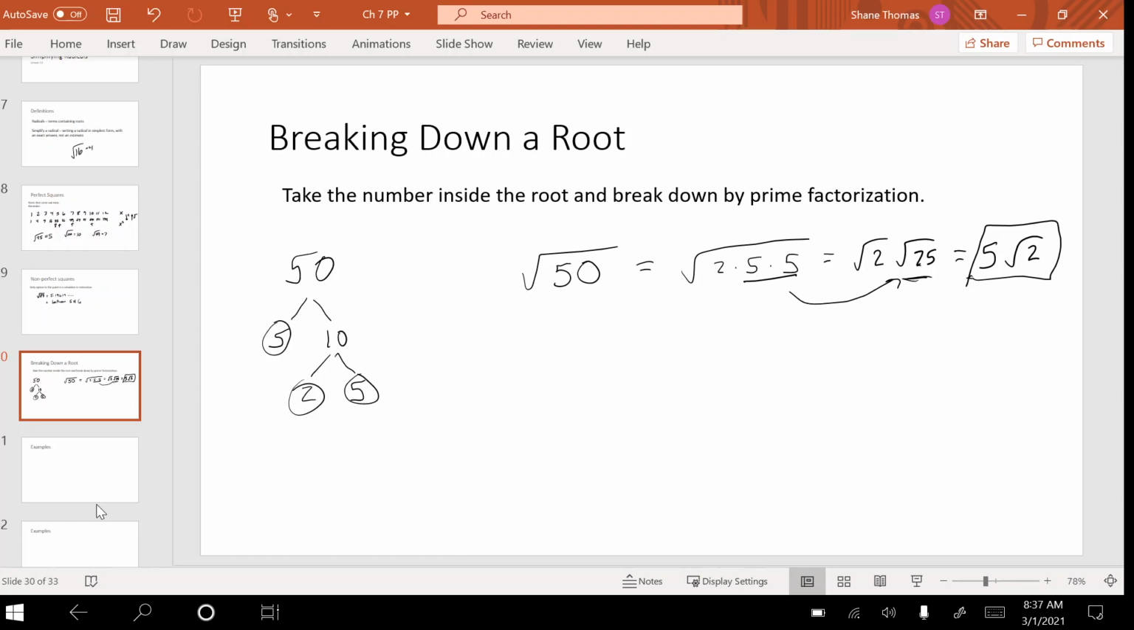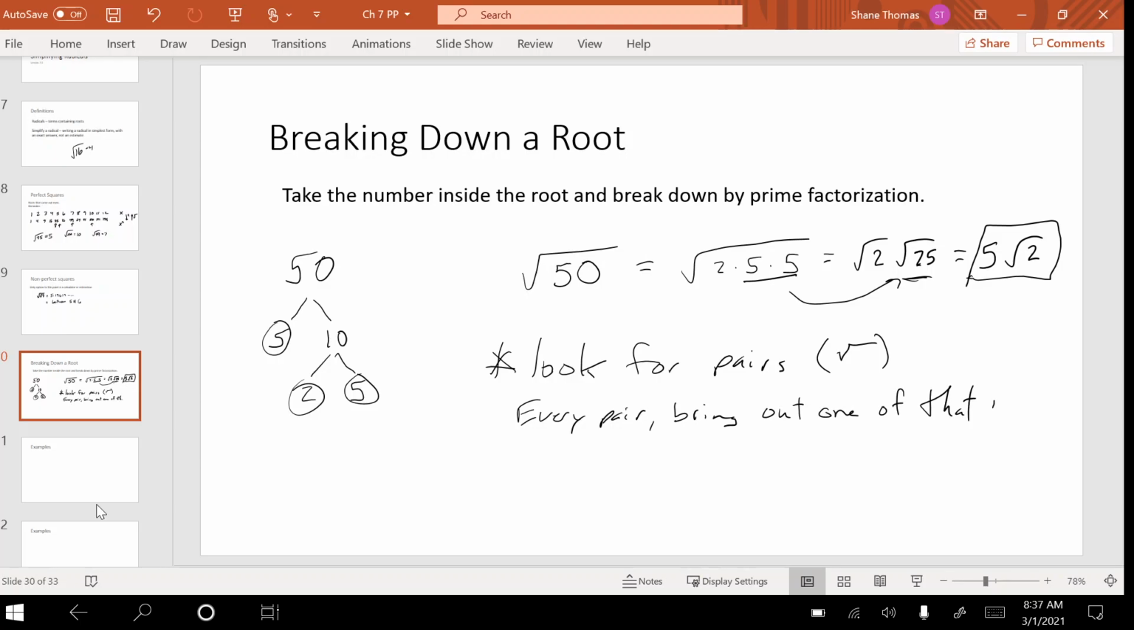All right, so what do we do here? Well, this is what you want to do. You want to look for pairs. Now, this is only for square roots. In every pair, bring out one of that number. So above there, I had a pair of 5s. If I have a pair of 5s, I can bring one 5 out front.